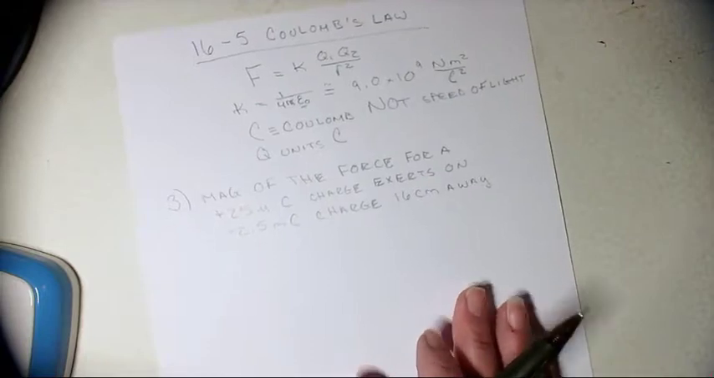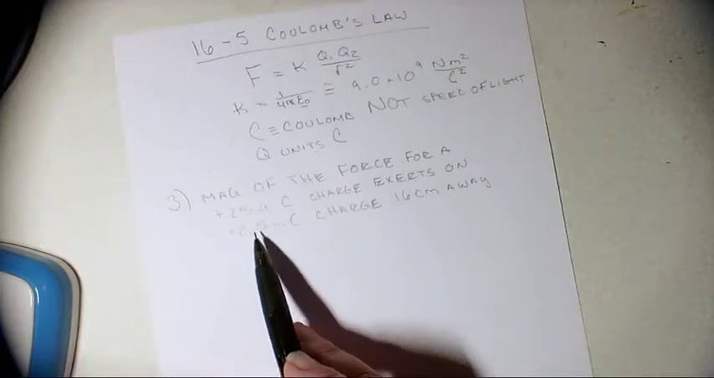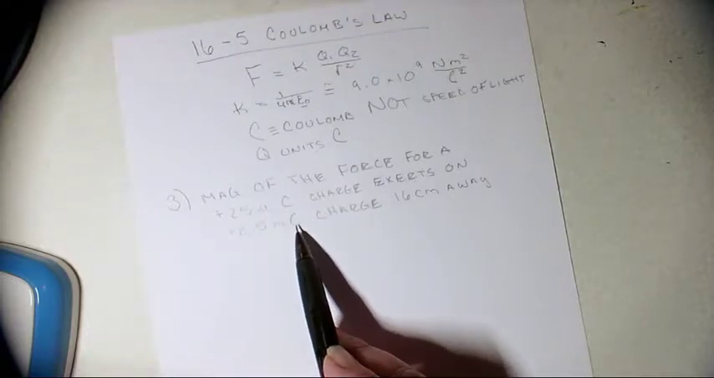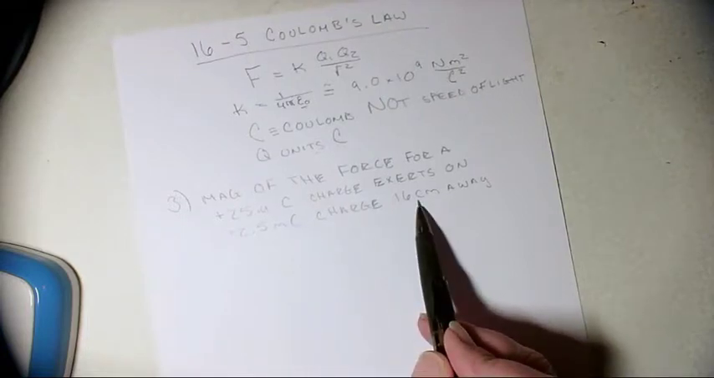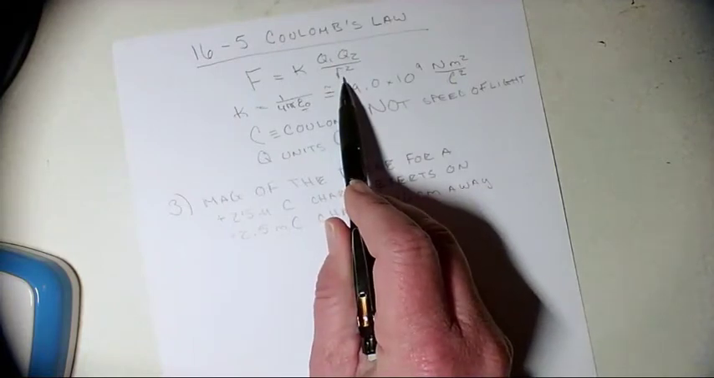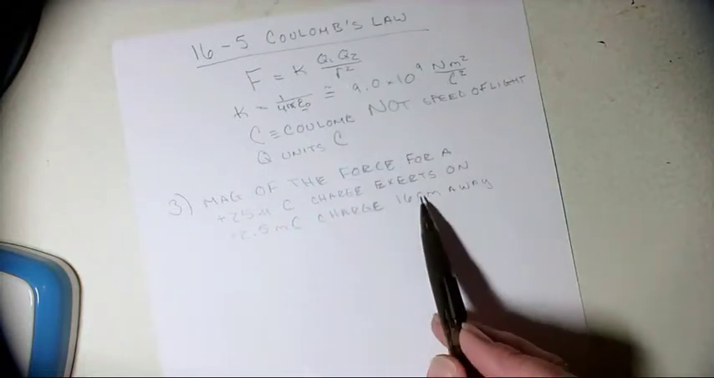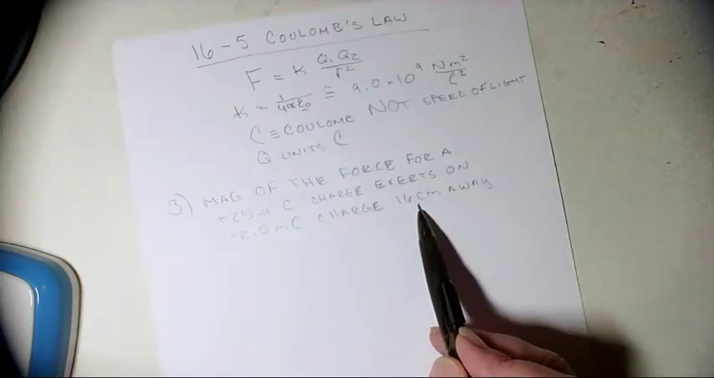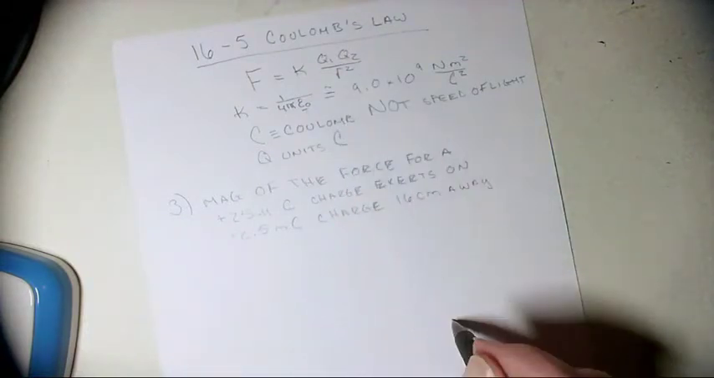So this first question we're just going to apply. We have a plus 25 microcoulomb and a 2.5 millicoulomb charge. They're 16 centimeters away. Now this is an inverse square law, so this force is going to decrease as 1 over r squared, so the further apart it gets, the faster it decreases because of this inverse square law.